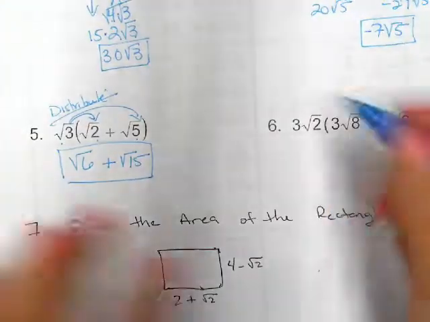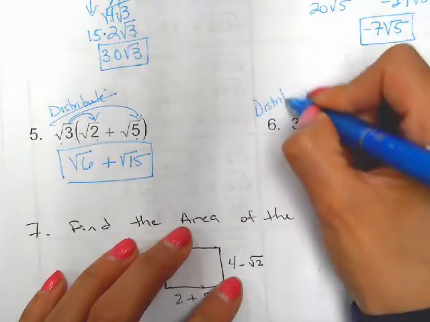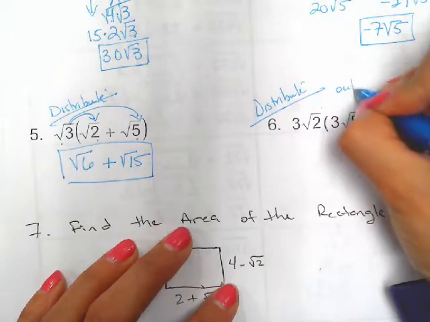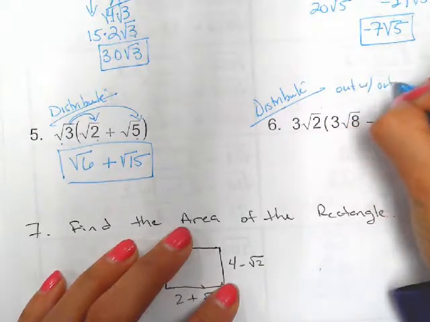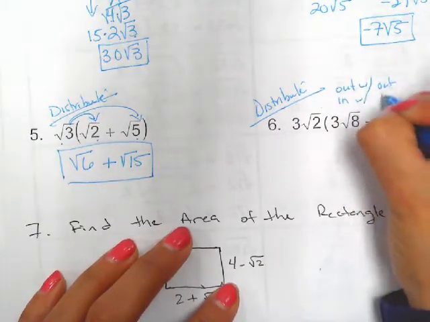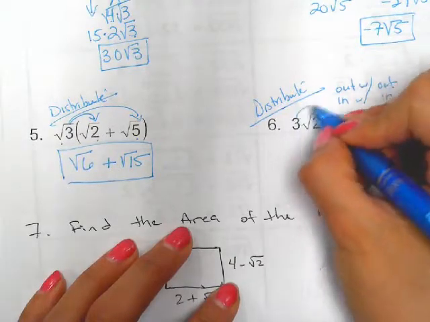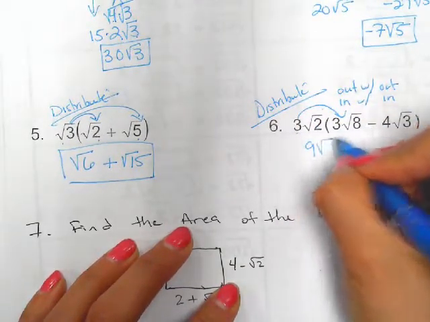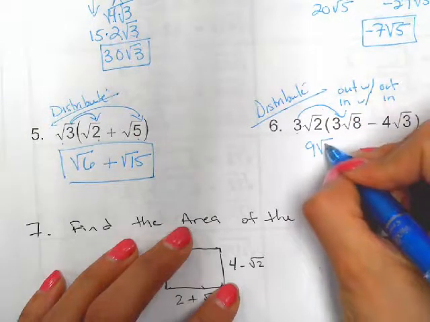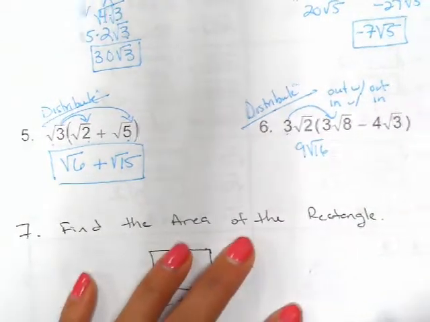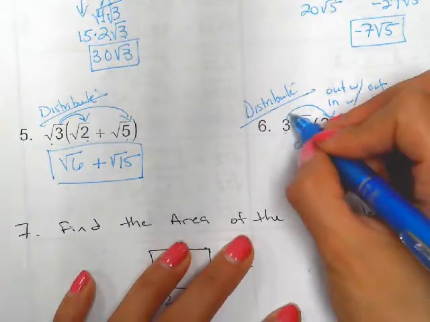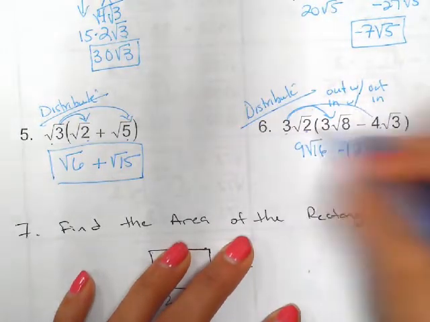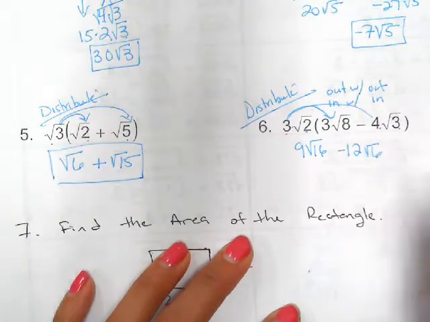Alright, number 6, we're going to distribute again. But this one definitely, you need to remember that the outside has to multiply with what is outside, and the inside with what is inside. 3 square roots of 2, 3 times 3 is 9, square root of 2 times square root of 8 would be square root of 16. Then we do the next one. 3 times negative 4 is negative 12. Square root of 2 times square root of 3, square root of 6.